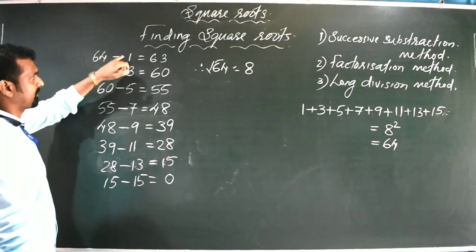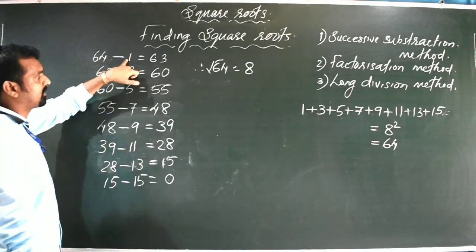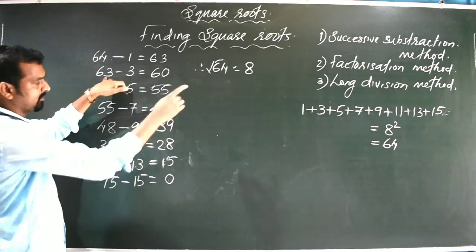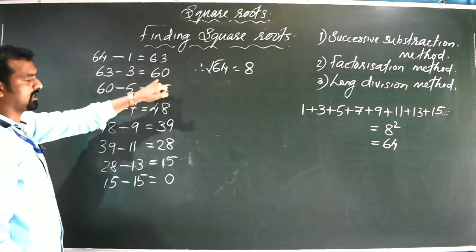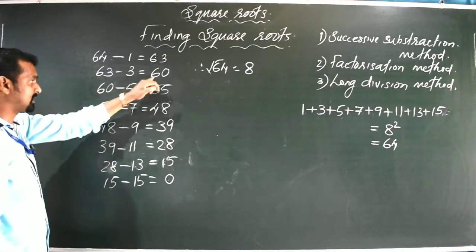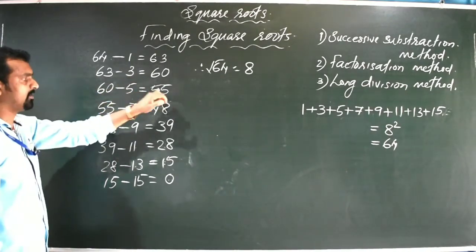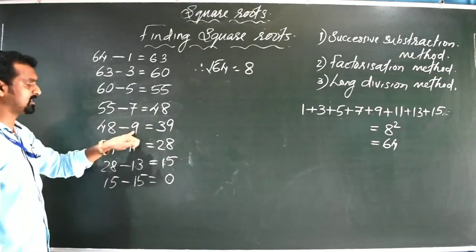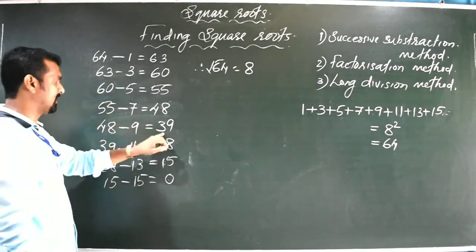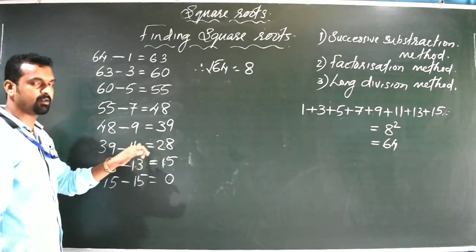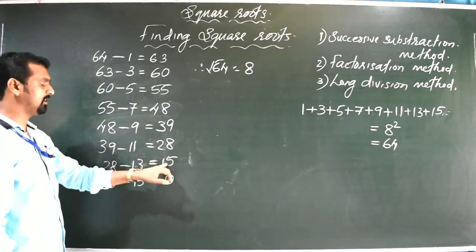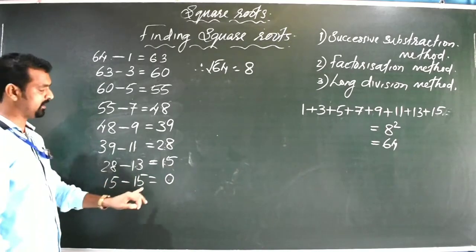From this 64, first you subtract first odd number, that is 1, then we will get 63. Then from that answer we will subtract second odd number 3. 63 minus 3, that is 60. Then 60 minus next odd number 5, 55. 55 minus next odd number 7, 48. 48 minus next odd number 9, 39. 39 minus next odd number 11, we will get 28. 28 minus 13 is equal to 15. 15 minus next odd number 15, we got 0.